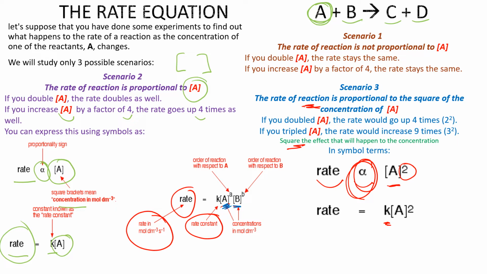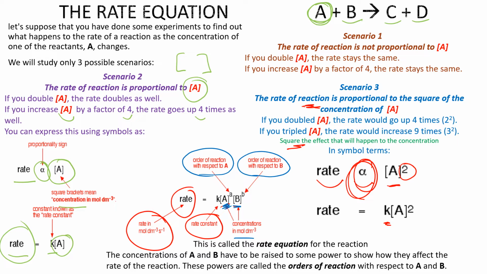What is this power? The power, which we will speak about in the next slide, is the order of the reaction with respect to A, and this is the order of the reaction with respect to B. This order is reflecting what has happened to the rate of the reaction when we have changed the concentration of the reactant A or B. And we have here the concentration of the reactants. So this is called the rate equation.